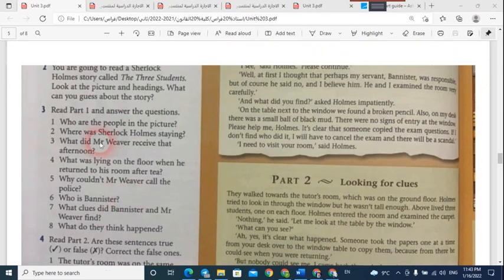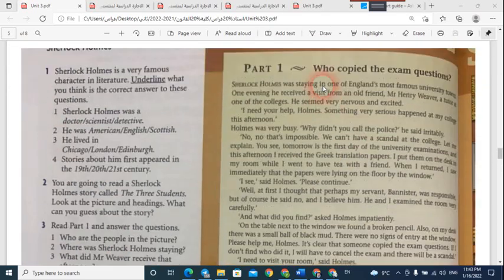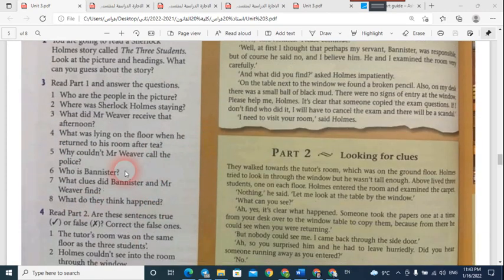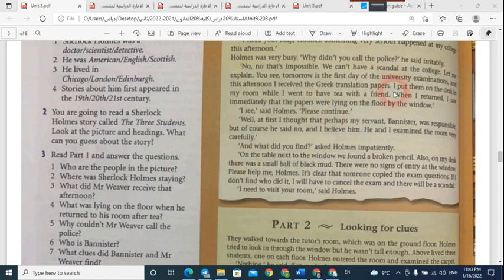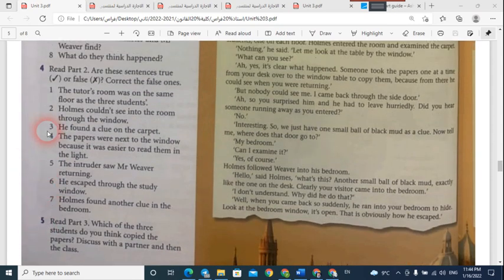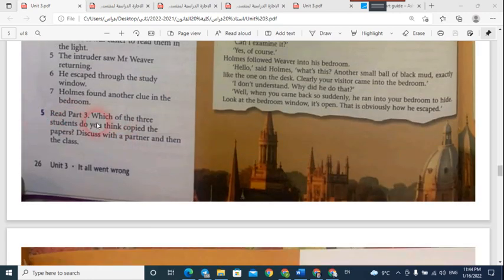Let's go to number 3. Read part 1. This is part 1, and answer the questions. We have the questions that we should answer based on our reading of comprehension of part 1. Number 4. Read part 2. Are the sentences true or false? Correct the false ones. بعد قراءة الجزء الثاني يجب أن نحدد ماذا كانت هذه الجمل صحيحة أم خاطئة وأن نصحح الخاطئة منها. Number 5. Read part 3.